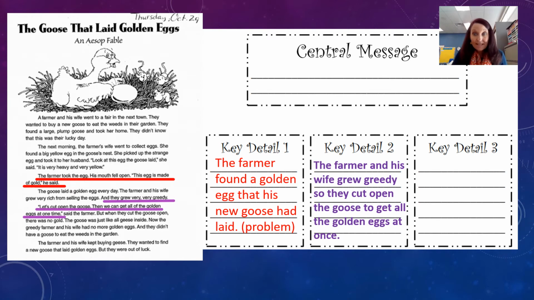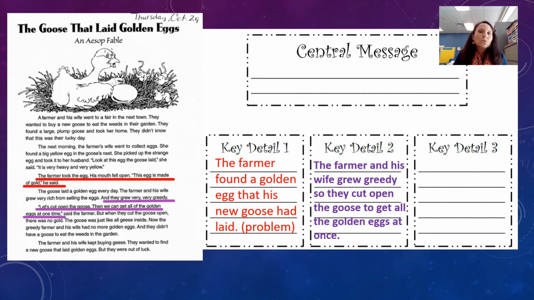All right, let's look at the third key detail. Now the greedy farmer and his wife had no more golden eggs, and they didn't have a goose to eat the weeds in the garden. The farmer and his wife kept buying geese. They wanted to find a new goose that laid golden eggs, but they were out of luck.